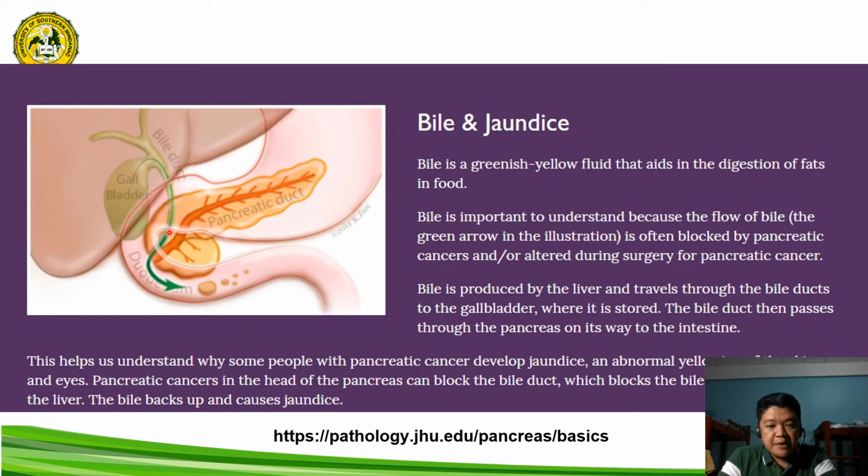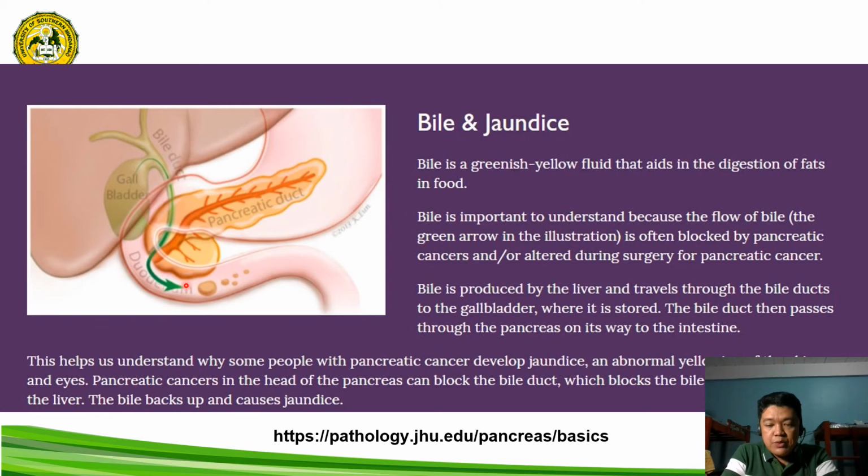The portion here of the bile duct is being blocked so that the bile backs up, and it cannot enter and it cannot be emptied into the duodenum. So in this case, when the bile duct is being blocked, the bile coming from the gallbladder will not be emptied into the duodenum. As we all know, the bile is important for the digestion of fats.